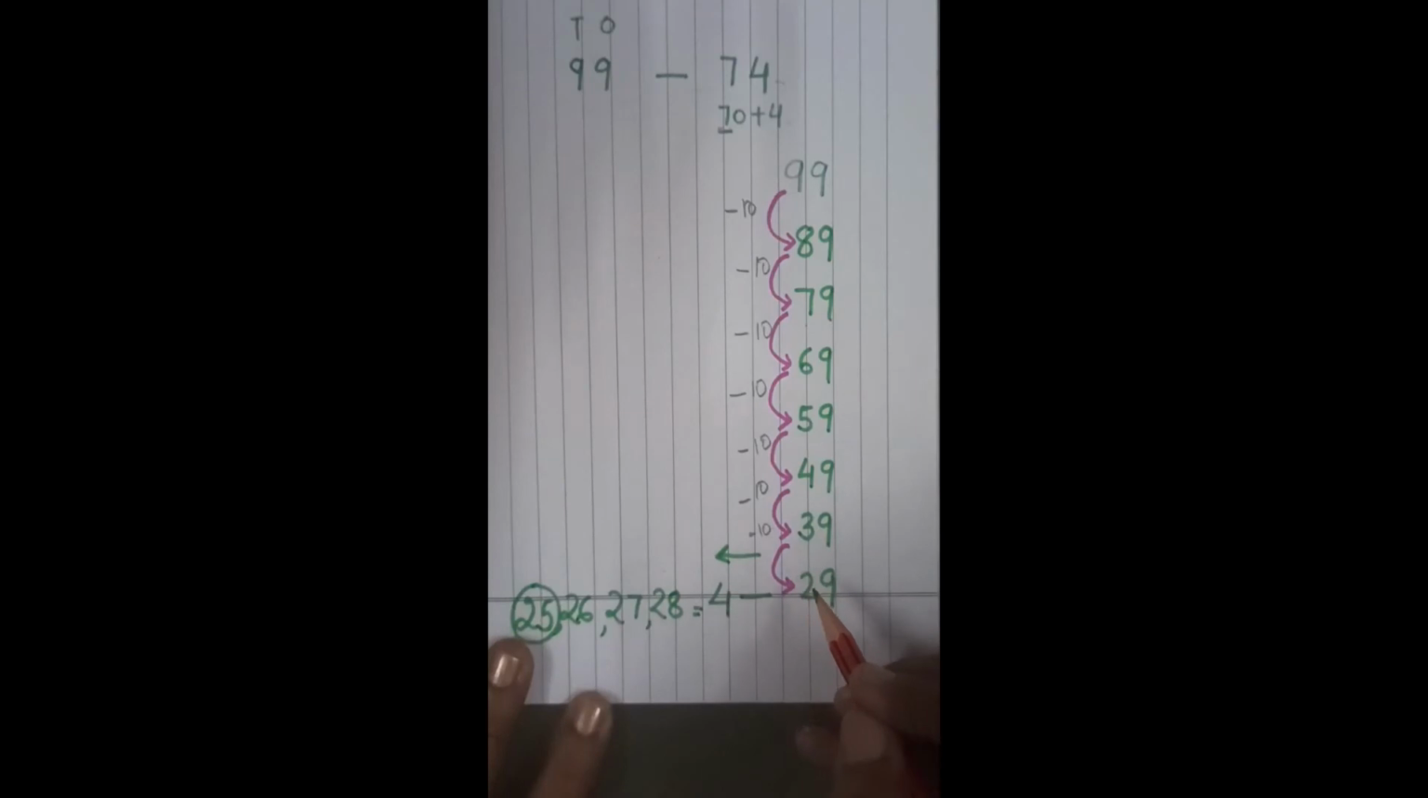Okay, so while we are subtracting, we have to move on our left hand side as I just explained to you. So when we move left, 29 will do reverse counting and reach 28.